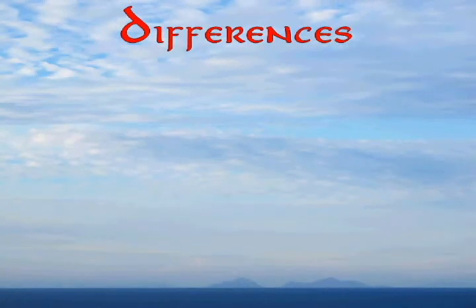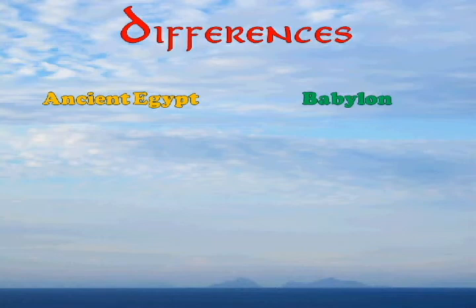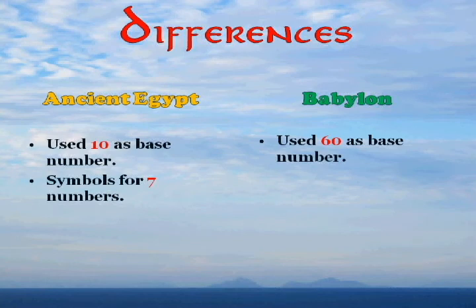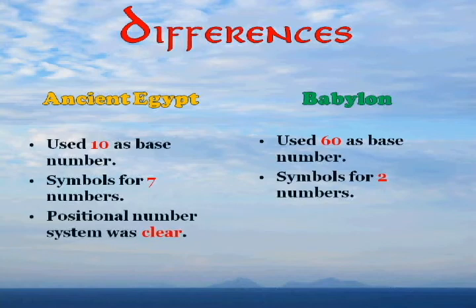So, what are the differences between the numeracy systems in ancient Egypt and Babylon? First, ancient Egypt used number 10 as a base, while Babylon used 60 as a base number. Second, ancient Egypt had special symbols for 7 numbers, while Babylon only had 2 special symbols. Third, ancient Egypt had a clear positional number system, while Babylonian was ambiguous.